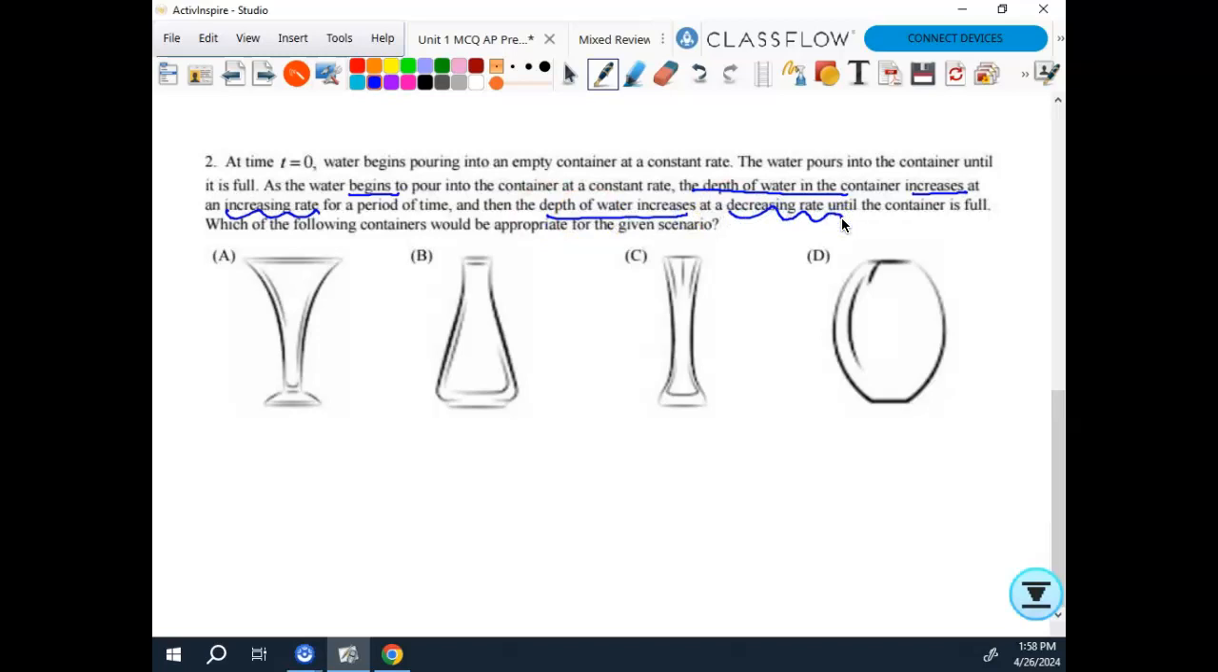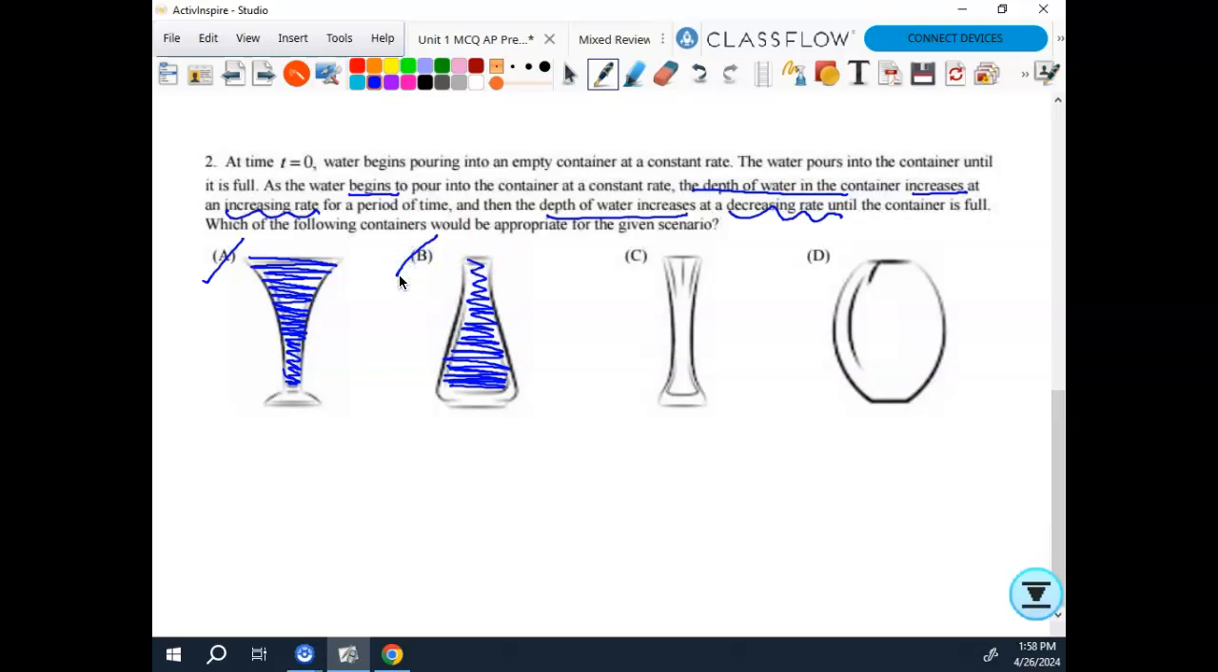Okay, so let's look at each one of these. The depth of the water is increasing. Then the rate at which the water is increasing is decreasing. The rate is decreasing because I have a bigger volume to fill there. So the rate is basically decreasing the entire time. And we want to go from increasing to decreasing. I don't like A. B is kind of the opposite of this. My depth is increasing at an increasing rate the entire time because it gets skinnier. So I don't like B.